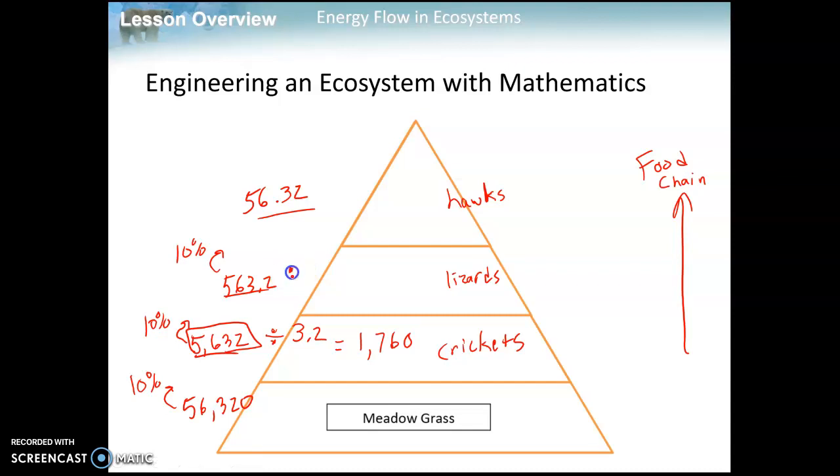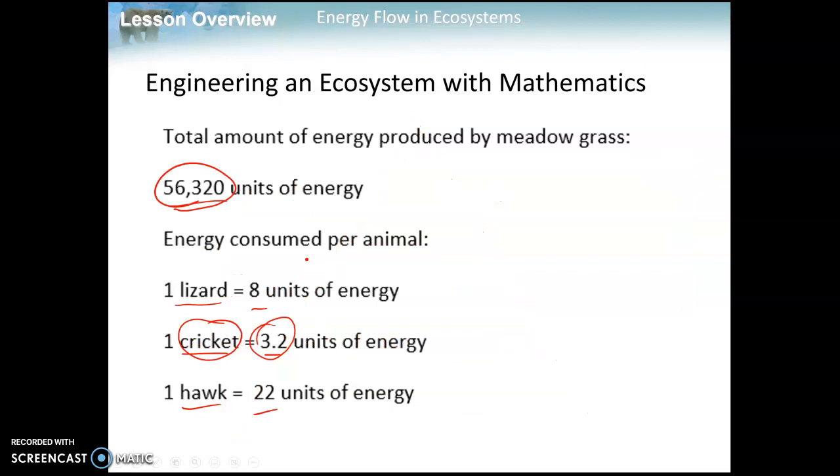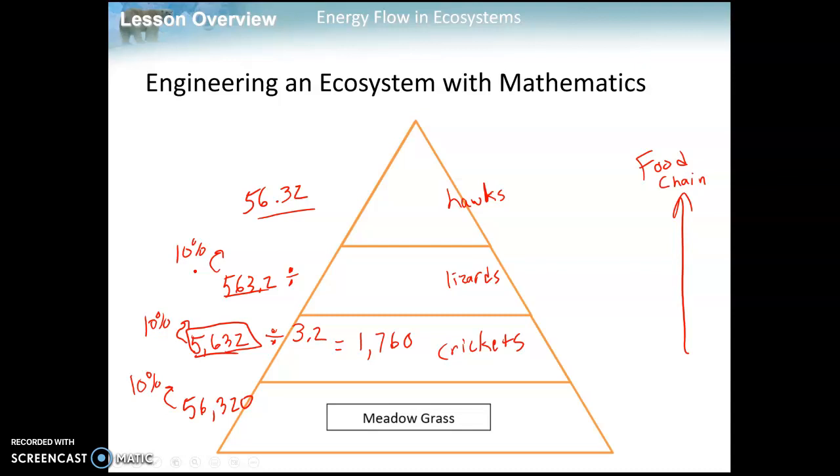So we do the same for the lizards, but we're not going to do 3.2 because lizards require a little more. They require 8 units of energy. So 563.2 divided by 8 gives us our lizard count. Now this one I remember, it ends up being 70.4. So how many lizards can I actually support? I can support 70, but I don't have enough for 71 just yet. And it's not like I'm going to say I can support 70 lizards and then like half a lizard, because that doesn't really work either for living things. So I'm going to have to say 70 lizards I can support.